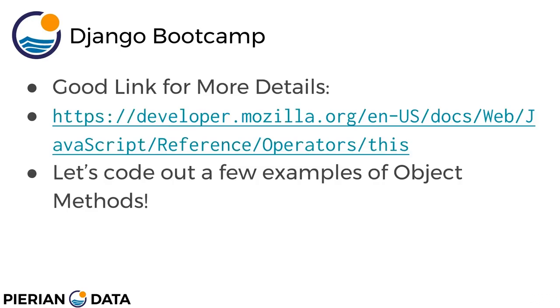All right, here's a really good link for more details on the this keyword. Again, it behaves differently in different situations, and we're only really concerned about it right now as it behaves in an object in reference to methods. So let's code out a few more examples of object methods to get a better grasp on everything that I just briefly mentioned. I'm going to hop over to the console now.